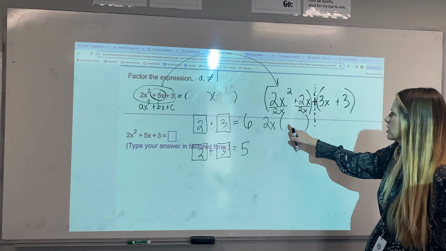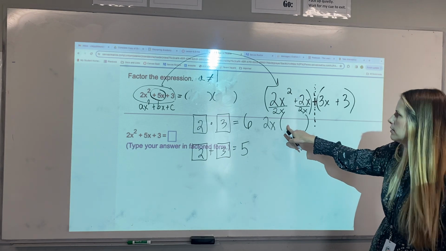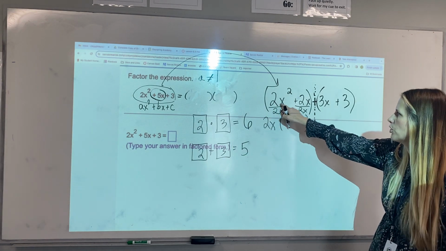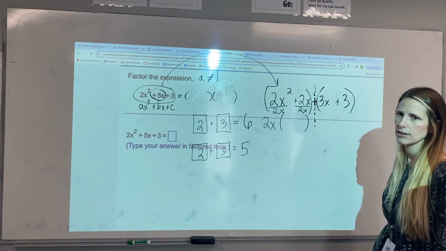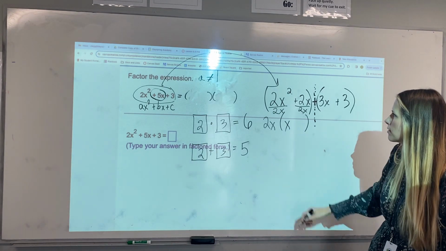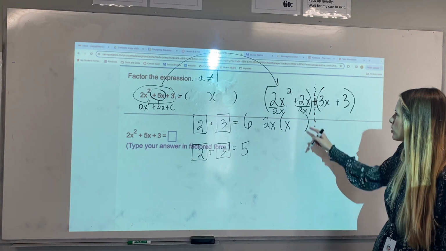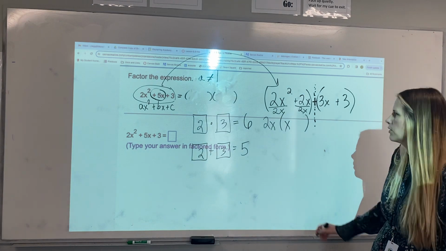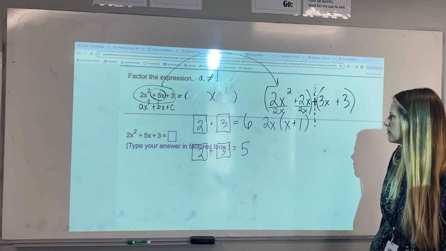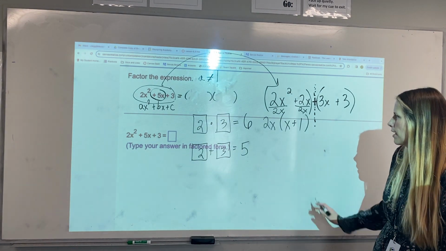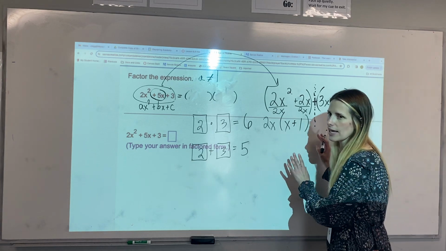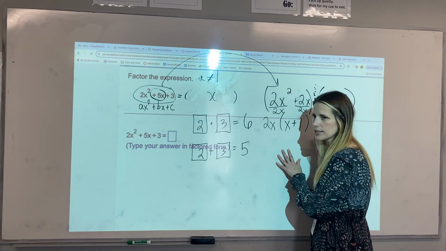So what is the first part of this binomial? What's 2x squared divided by 2x? X. What's 2x over 2x? 1. So plus 1. And then we're just going to leave that there for a second.